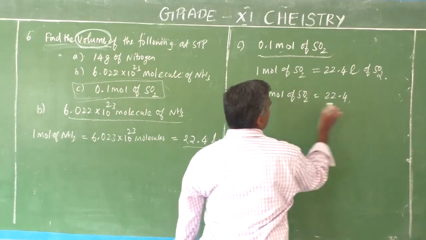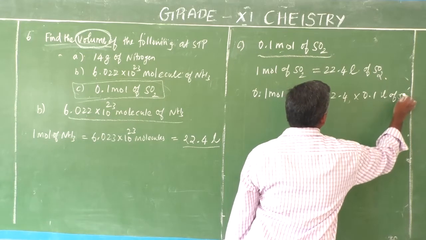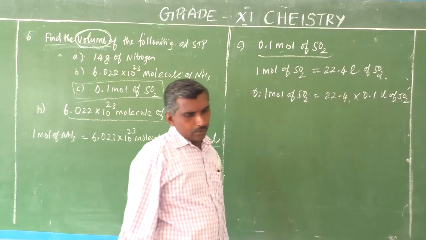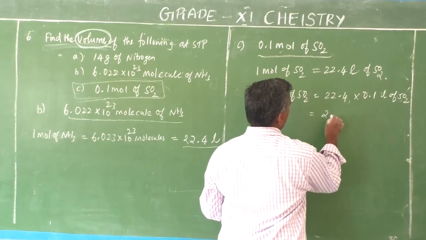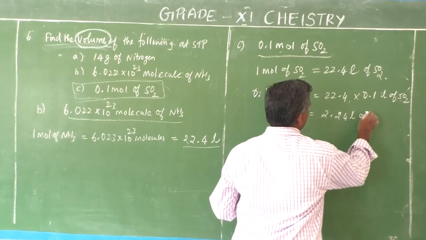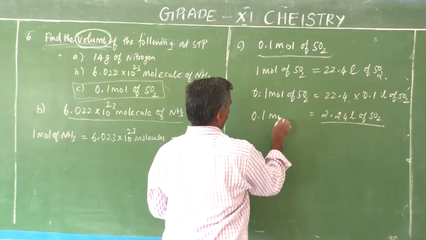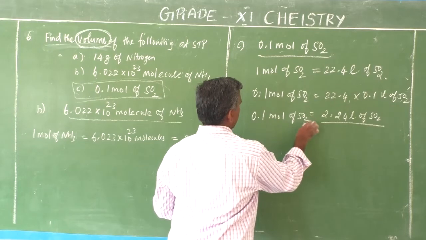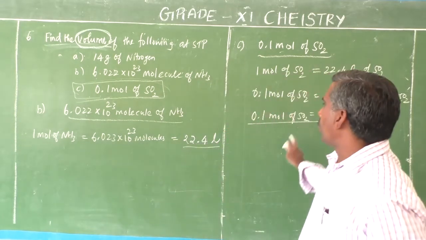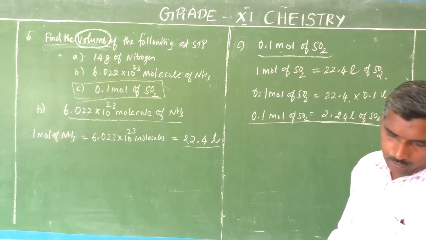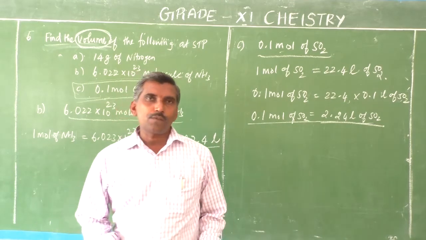multiplied by 0.1 liter of sulfur dioxide. What is the answer? 2.24 liter of sulfur dioxide for 0.1 mole of sulfur dioxide. The volume is 2.24 liter. So these sums are over.